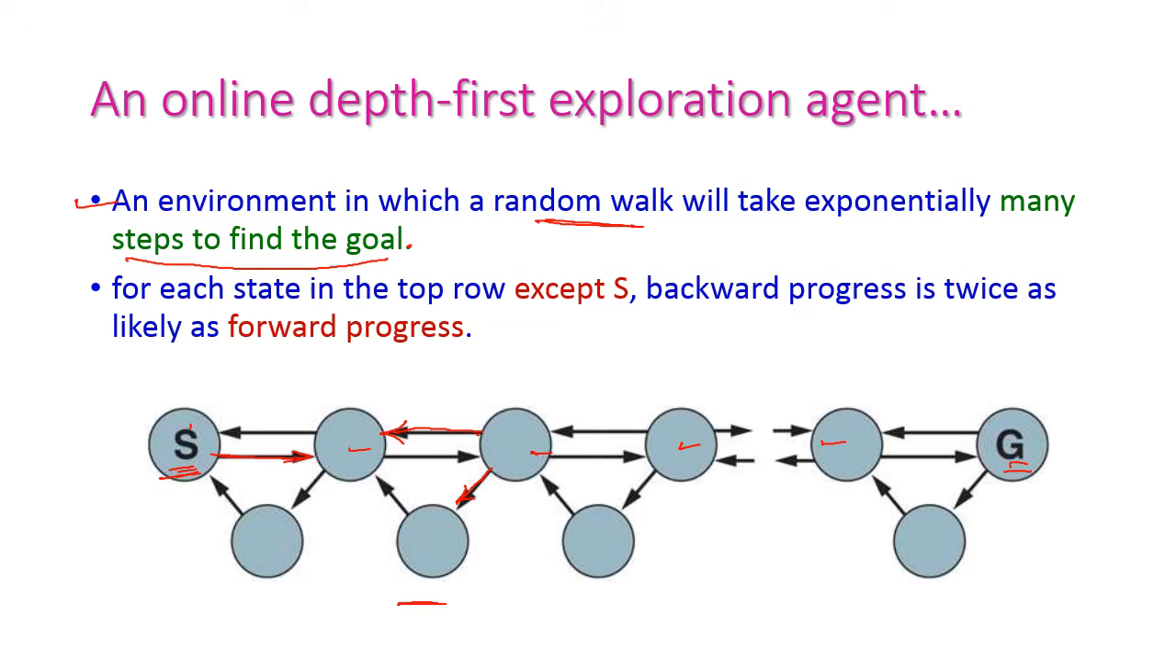Because we randomly select the actions, a random action sometimes leads in the backward direction. So this process will take a long time compared to all the other processes. That is, for each state in the top row except S, the backward process is twice as likely as the forward process. Here we have only the forward process. Instead of the forward process, the random action will sometimes select the backward direction.